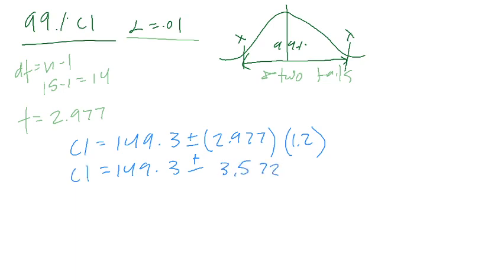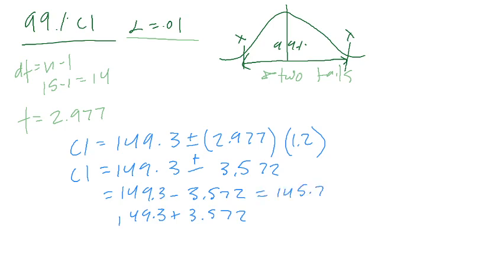So we would go ahead and subtract 3.572 and add 3.572 to our values here. So let's go ahead and do that. So our lower bound will look something like this. Our upper bound something like this. All right, let's go ahead and write them in the format where we normally would see these. Something like this.